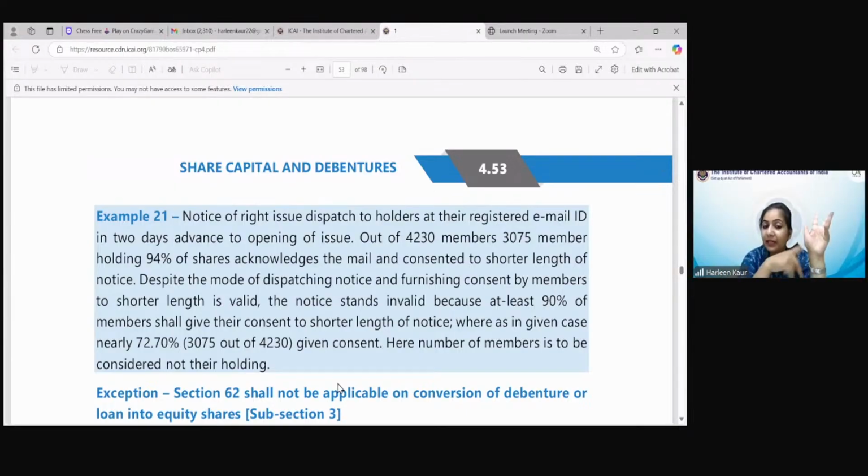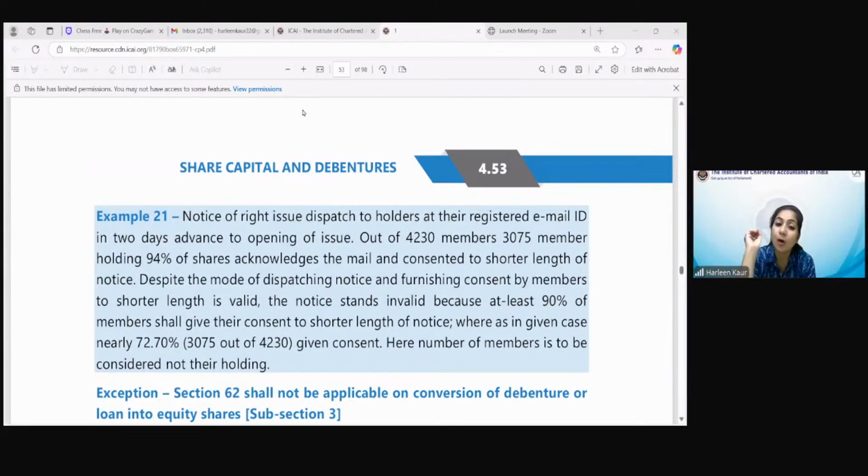For a private company, can we have a shorter notice? Yes, ma'am. How many members should have agreed for a shorter notice? 90%. 90% of the members, not 90% of the shareholders. The 94% of the shareholding is what it is telling you, but it should be 90% of the members. If there are 100 people, then 90 people should say yes to the short notice. But if the share capital is 100 crore and you take 90% of the share capital, not that, you have to have 90% of the members.